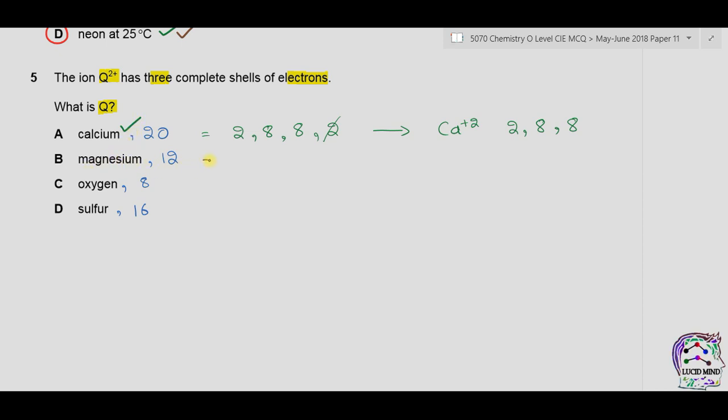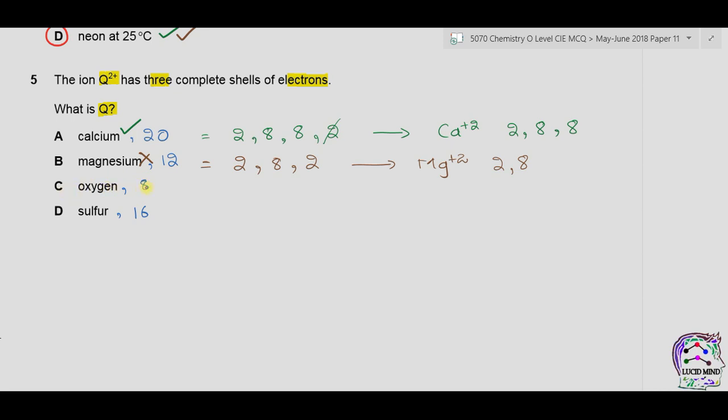For magnesium, the electronic configuration of shells would be 2, 8, and then we have 2 electrons that are left. So we have 3 shells, and upon loss of electrons, magnesium will again lose 2 electrons as it belongs to group 2 of the periodic table. So the electronic configuration would be 2, 8. Now it has just 2 complete shells instead of 3, so therefore B is wrong.